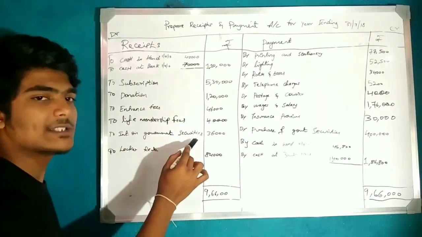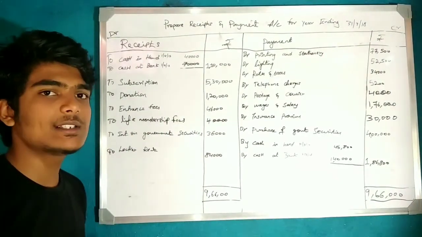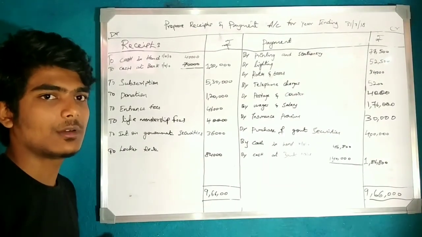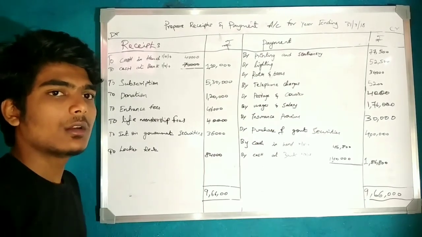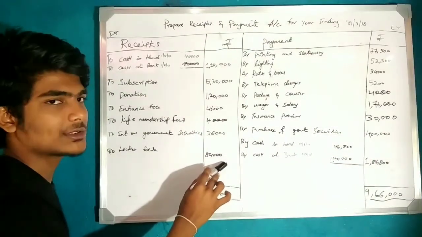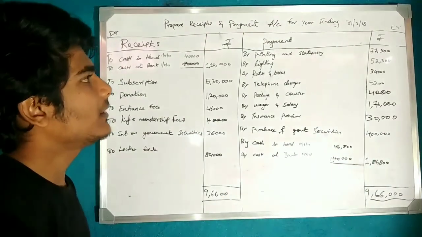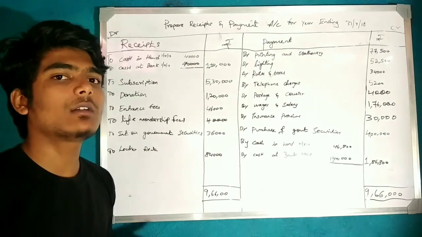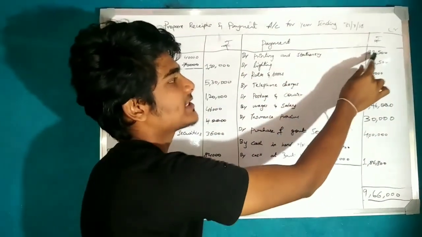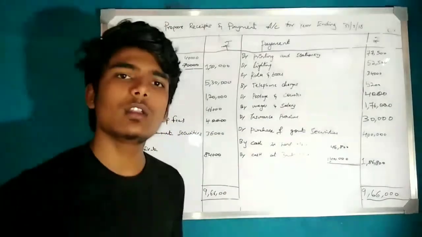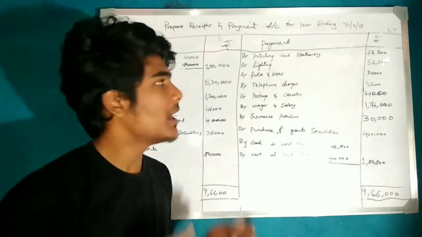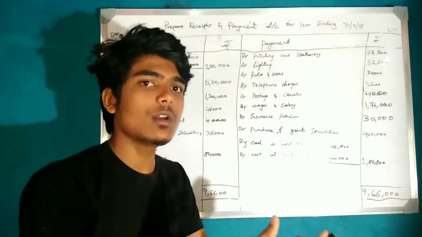To interest on government securities is rupees 36,000. It's recurring in nature, interest. Monthly, the interest will be cash inflows. To locker rent is rupees 84,000. It's a receipt. Next, let's move on to the payments, which are credits. By printing and stationery is rupees 77,500. Firstly, make sure that receipts mean cash inflows to the organization. Payments mean cash outflows from the organization.